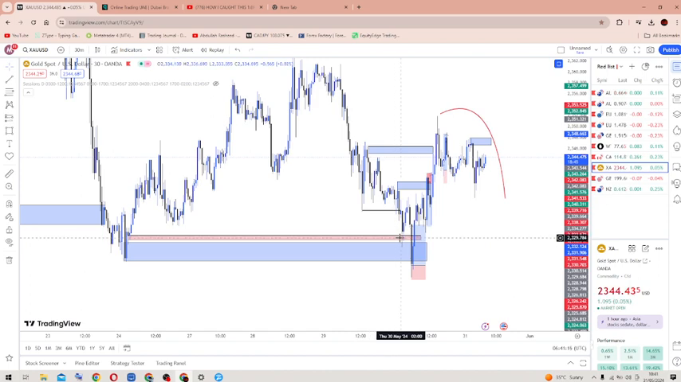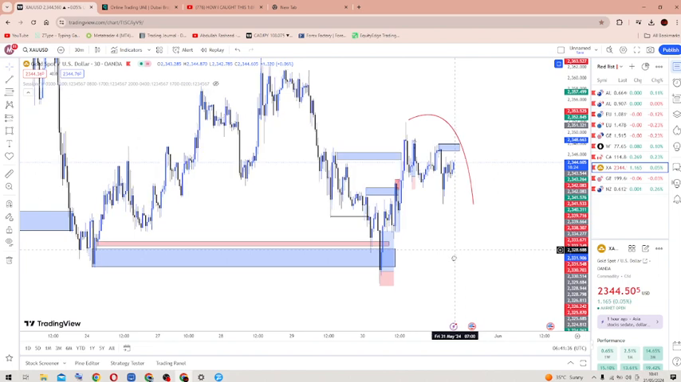Obviously I took a buy over here initially because price had tapped into the zone already. I got out at a 1 to 2, 1 to 3 around there. I exited because I had a tighter stop loss. It was just below here. But I forgot to take the buy again, because I should have taken the buy since this was a zone.